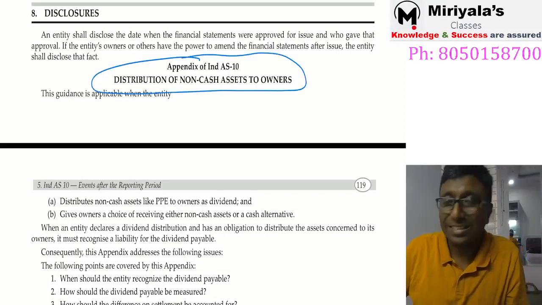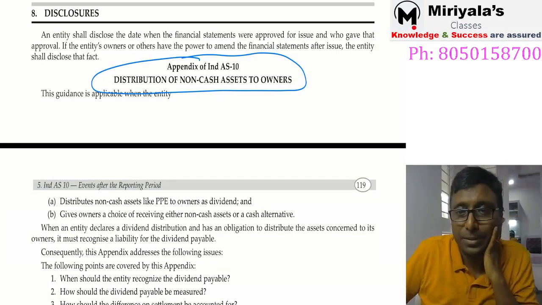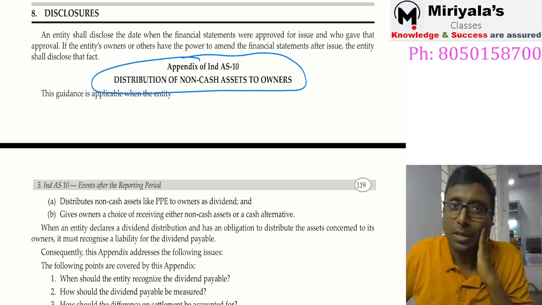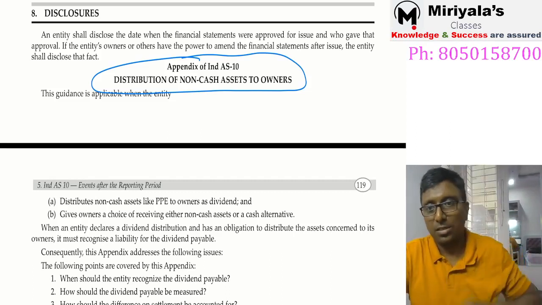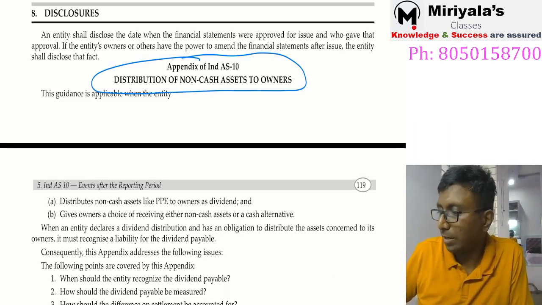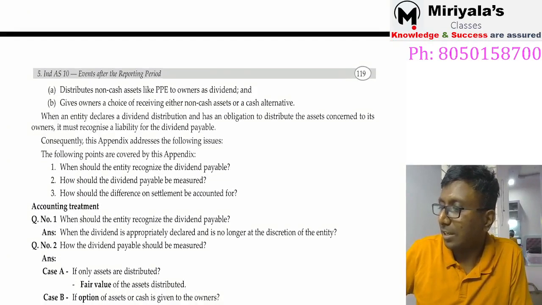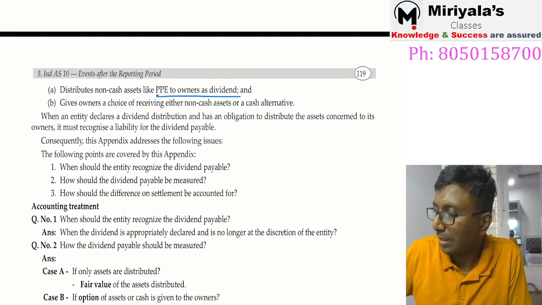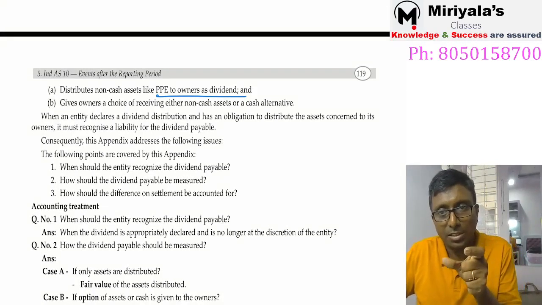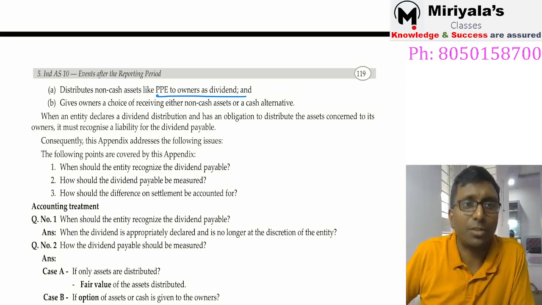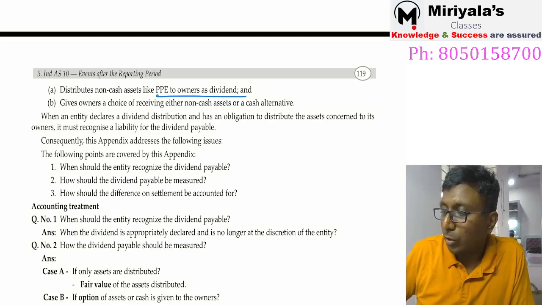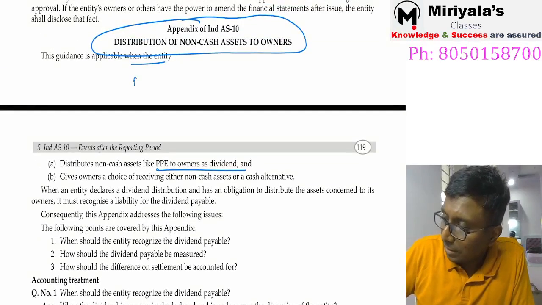I don't expect this is actually permitted as per the Companies Act and so on, but anyhow, let's have a look at it. So this is not discussed in the classroom, that I know very well. This guidance is applicable when the entity distributes non-cash items like PPE or whatever non-cash item. So in the given circumstance, it is not PPE, but some perfume, whatever it is, a non-cash transaction. As I told you already, it is based on the assumption.